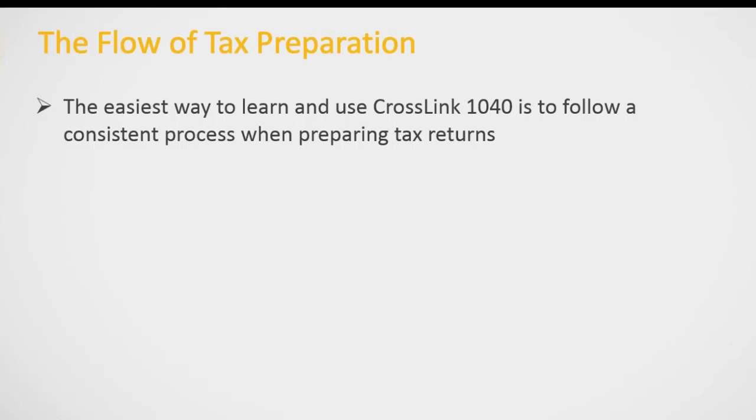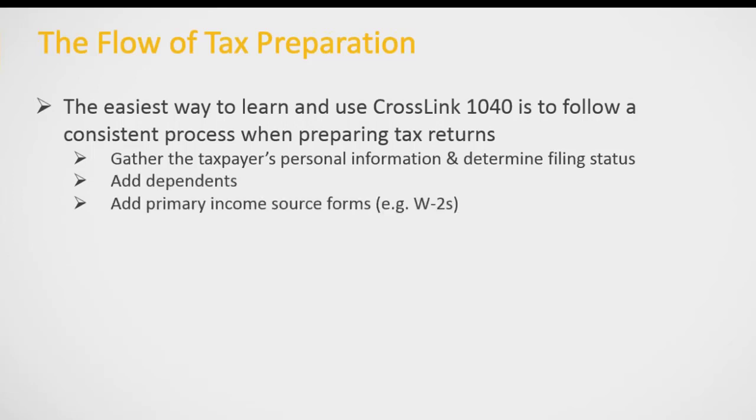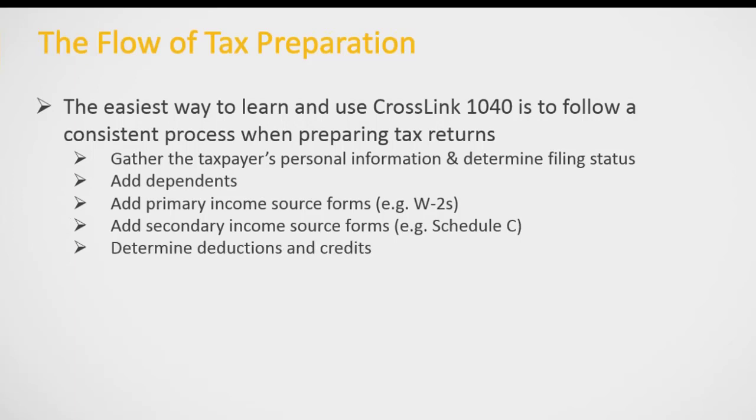So what am I talking about when I say a consistent process? Well, let's take a look at it. The first thing you'll want to do is gather the taxpayer's personal information and determine filing status. We were in the client data screen, so you certainly saw how that worked. On top of that, you'll want to add dependents information as well as primary income source forms such as the W-2s. You have your secondary income source forms such as your schedules, your C and E specifically, and then you'll want to determine deductions and credits that you might have.